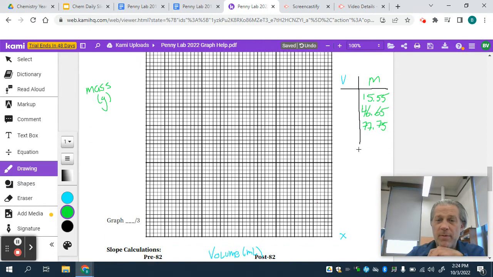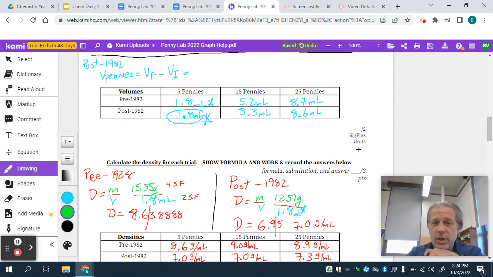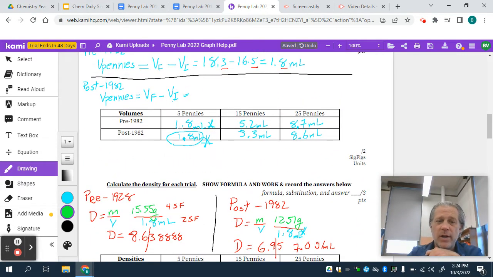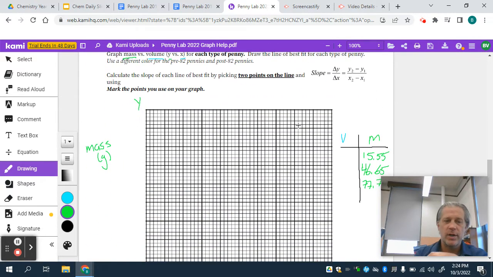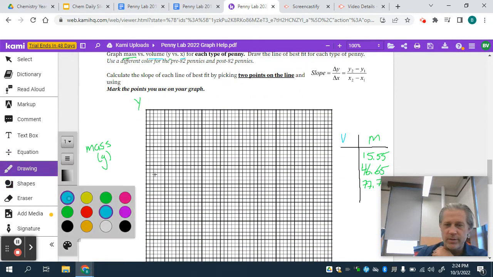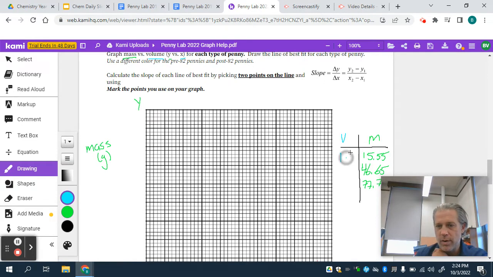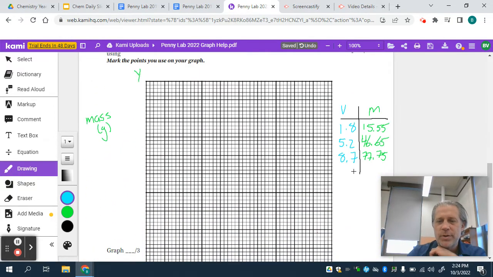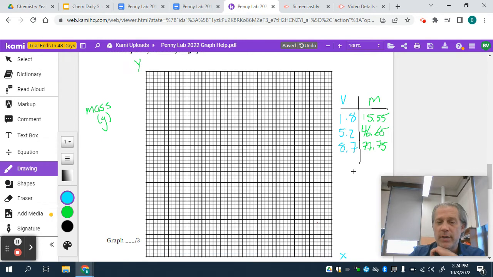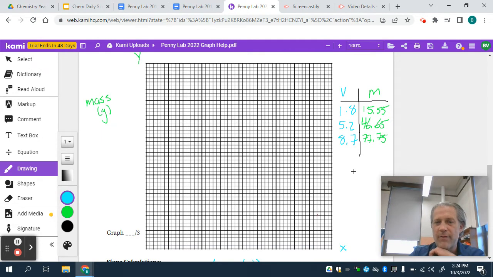And now I'm going to grab the volumes that I calculated, which in the case of pre-1982 pennies were 1.8, 5.2, and 8.7. So I'm going to record those over here on my x part of the T-chart. Let me go look real quick. Yeah, 8.7. Okay. So these are the coordinates that I'm going to plot on this graph for pre-1982 pennies.